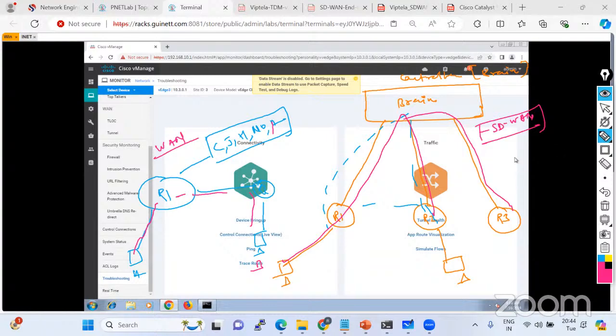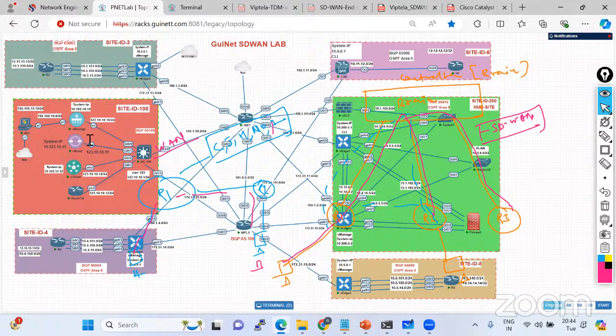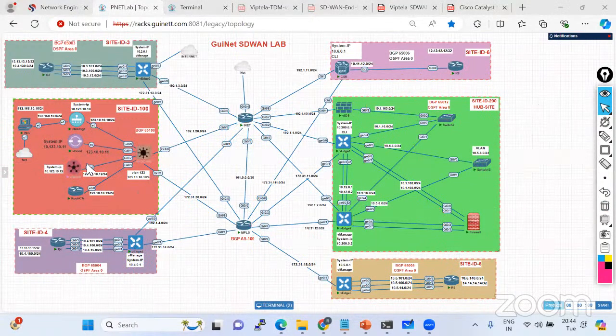So we'll discuss. That's why in our lab topology we also have this controller. You can see these controllers are available in a separate location, and these controllers form the control plane communication between the devices, and after that the data plane communication happens between all these branch locations. But yes, instruction always comes from these controllers, especially for routing, which is the vSmart.